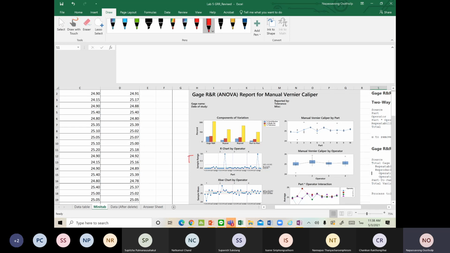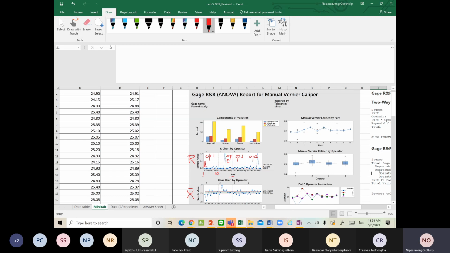Okay, this is the R chart. This is the X bar chart. If you take a look, 1 to 10 here is part number 1 to 10 for operator number 1. Each point means the range of the two measurements for each part. For part number 1, operator 1, and the second one is the range for part number 2 from operator 1. And then you have this for operator 2, operator 3, and operator 4.